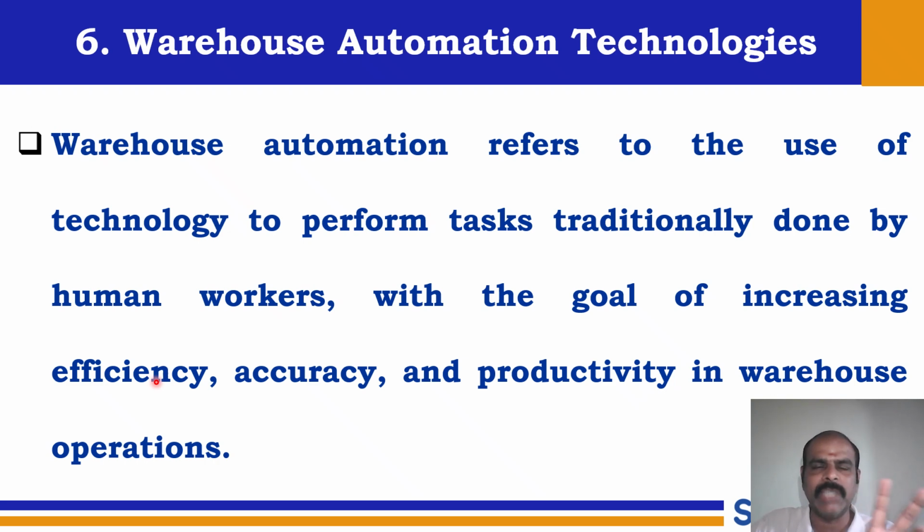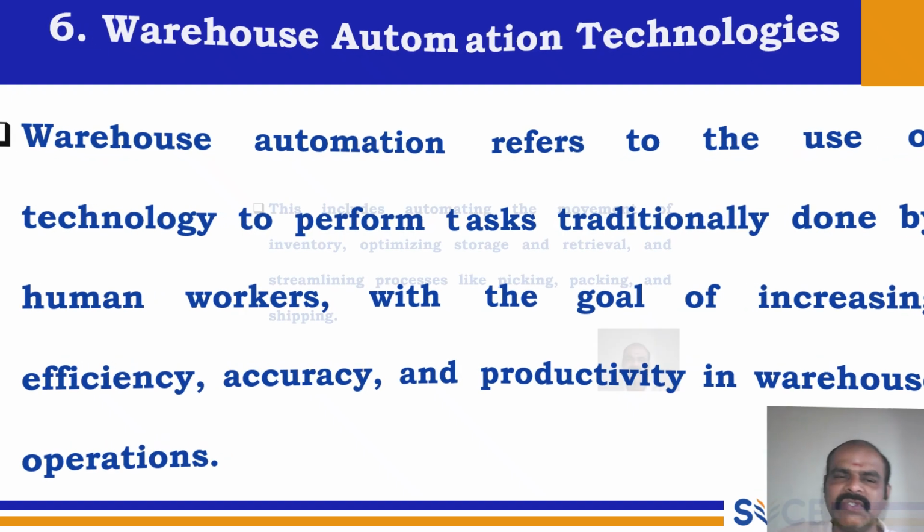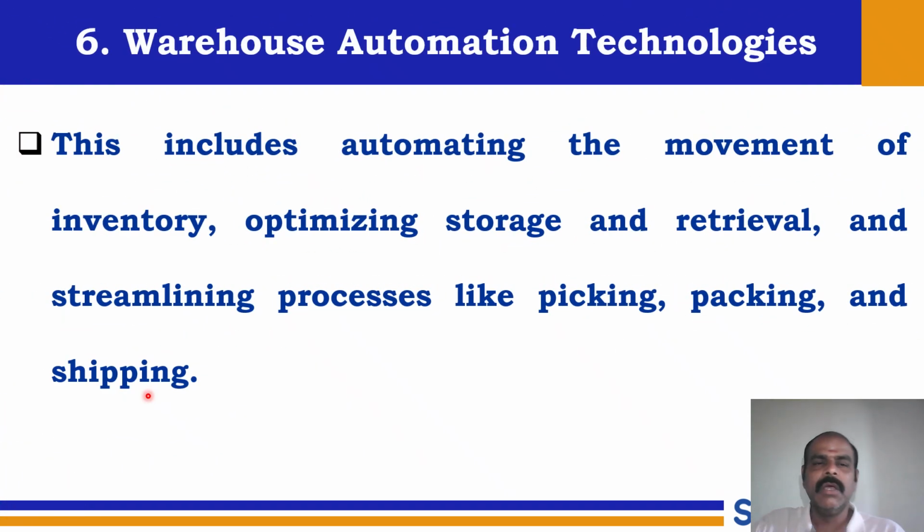Within the 7 points, we are going to use some sort of technology to minimize the human intervention, because they are repetitive tasks. There is no doubt with respect to it. But how to do it? What will be the goal? That's what our focus is all about. This includes automating the movement of inventory, optimizing the storage and retrieval, and streamlining processes like picking, packing and shipping. Everything is going to be automated. Okay, so how to go ahead with this will be the further discussions for the entire unit.